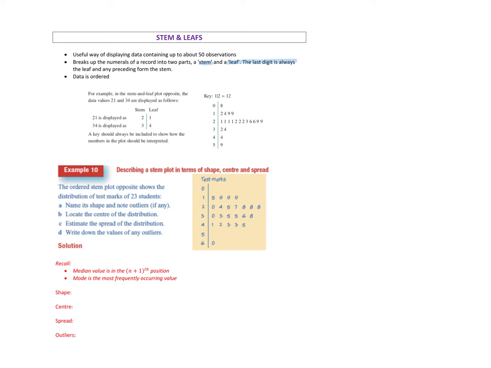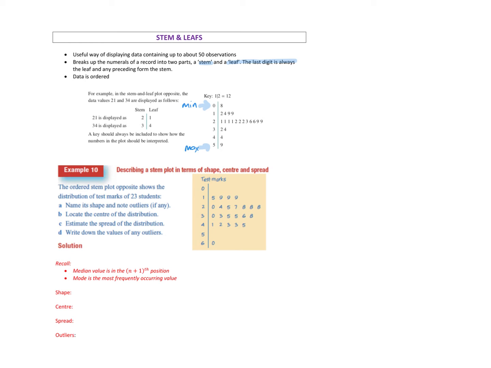The first digit is always the stem of the number. So it's only the first digit, and the last one is always the leaf. It is another way of ordering data, because when we do this, you start with the smallest number and then you end up with the largest. So you might just write in there, that's the minimum and here's the maximum. So we could get all of that information.